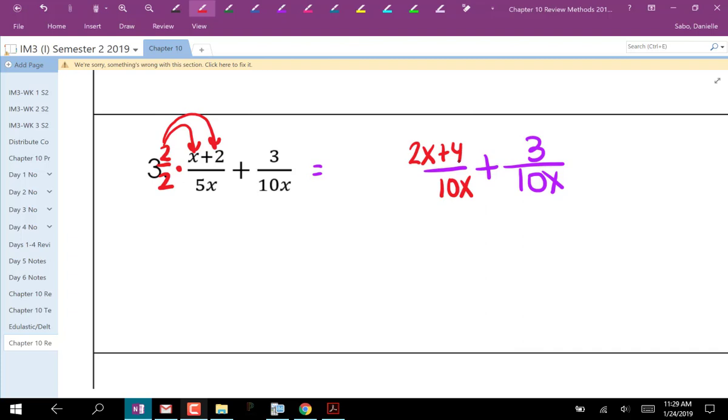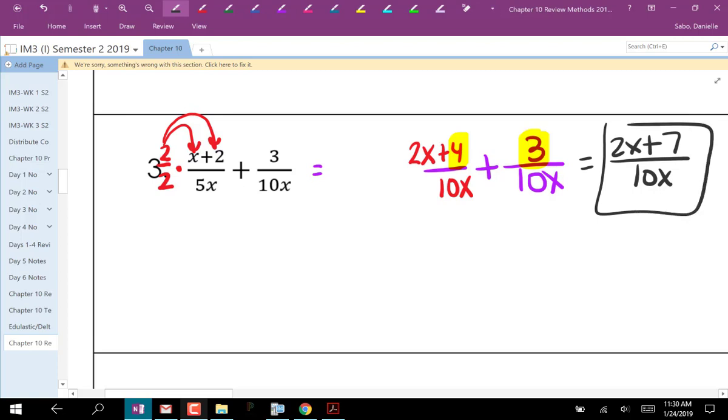I'm going to combine when I can. So the things that combine are just these numbers. There's no other x's to combine. So I have 2x plus something all over 10x plus what? What's 4 plus 3? 7. And we're done. It's that simple.